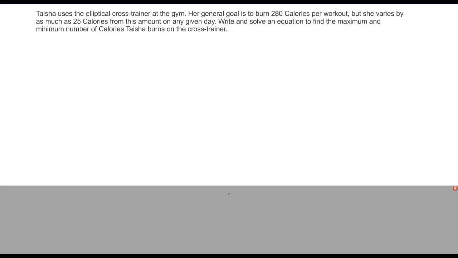Well, this is pretty easy to just figure out: what are the maximum and minimum amount of calories? If I'm going to have 280, and it can vary as much as 25, I could be higher by 25, or I could be lower by 25. And that's going to equal my unknown value. Now, I can get my answers no problem, because I just add 25 to 280, giving me a total of 305, or I subtract 25 from 280, giving me 255.